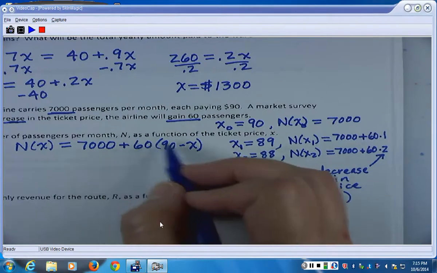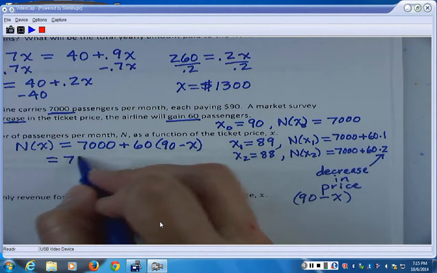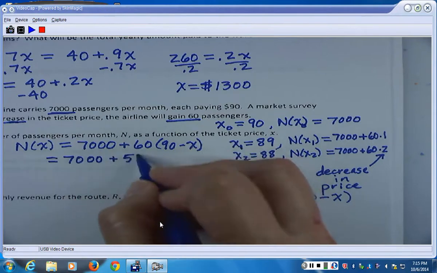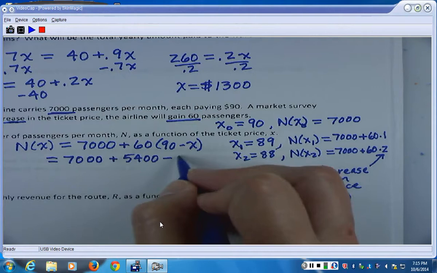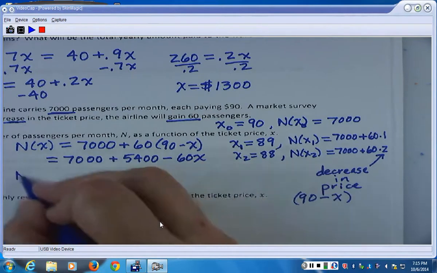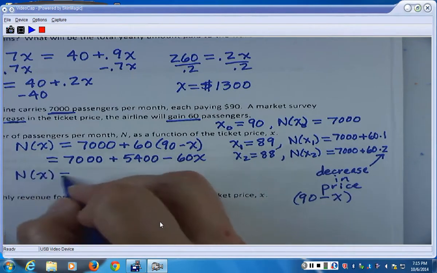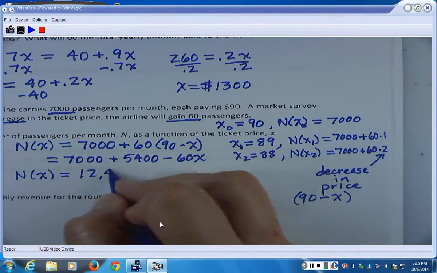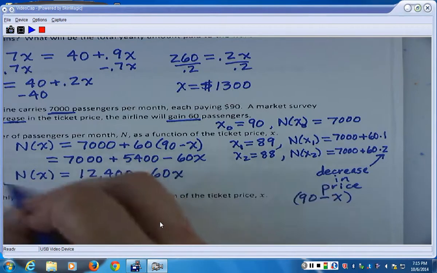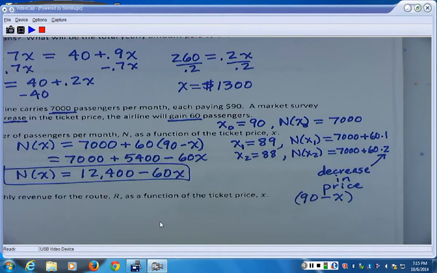So distribute, it's 7,000 plus 5,400 minus 60x. Combine those, you get n of x equals 12,400 minus 60x. That's the number of passengers per month, n, as a function of ticket price, x.